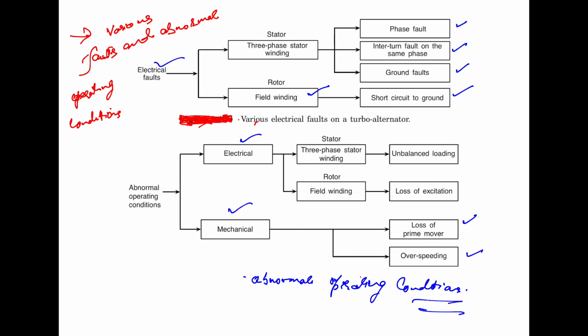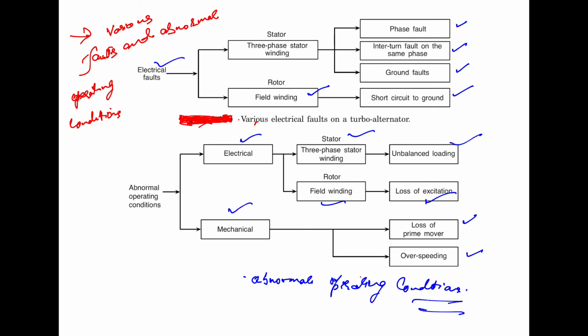And under the electrical, we will have the stator. Under the three-phase stator winding, the abnormal operating condition is unbalanced loading, where the loading in all three phases is unbalanced. And under the field winding, we have the loss of excitation. So these are the abnormal operating conditions.